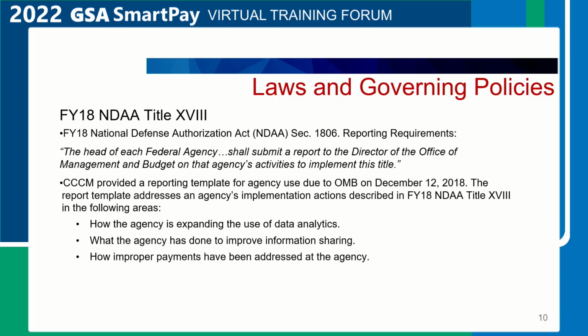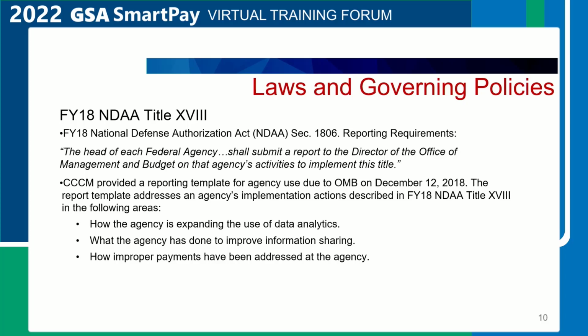Section 1806C requires OMB to summarize and consolidate the information and then submit the report to the Committee on Homeland Security, Governmental Affairs of the Senate, and the Committee on Oversight and Government Reform of the House of Representatives. This title addresses three primary issues for travel cards. The first one is how the agency is expanding the use of data analytics. The second one is what the agency has done to improve information sharing. And the third one is how improper payments have been addressed by the agency.